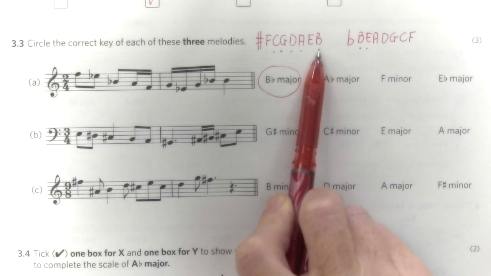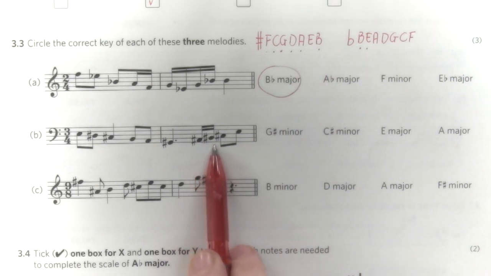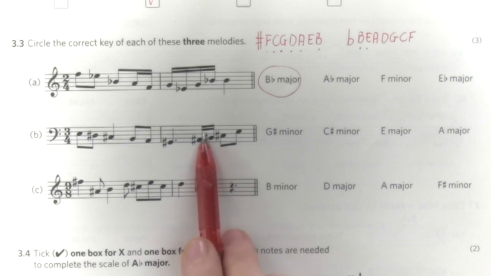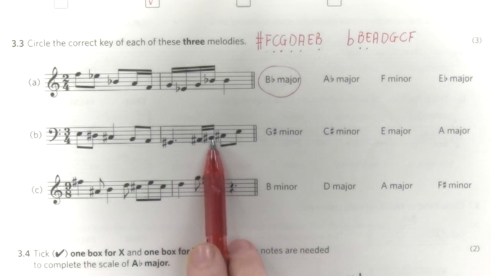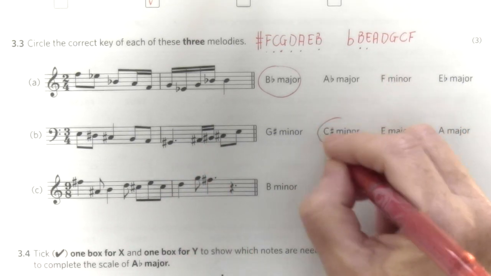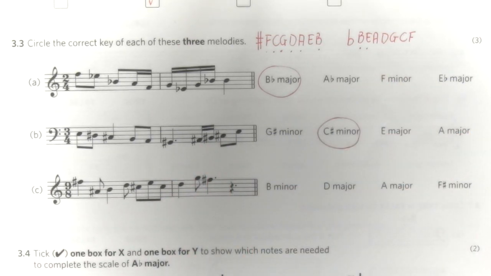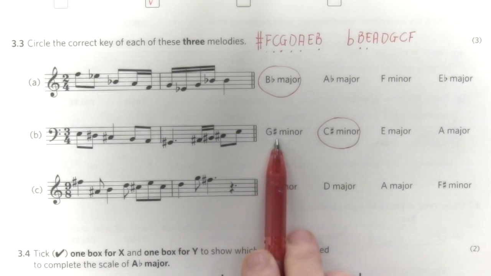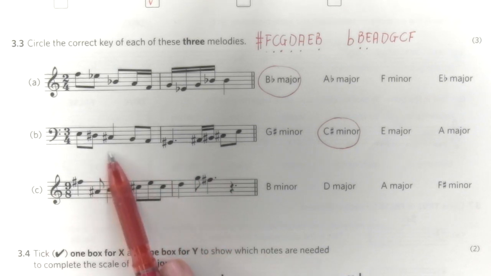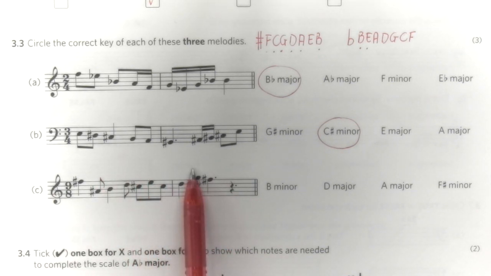Because the leading note must be raised, so B sharp means that we are in C sharp minor. Because B sharp is 1 semitone below C sharp, and the leading note is 1 semitone below the tonic. So this is in C sharp minor. It can't be G sharp minor because we would have Fa double sharp. We don't even have a Fa here.